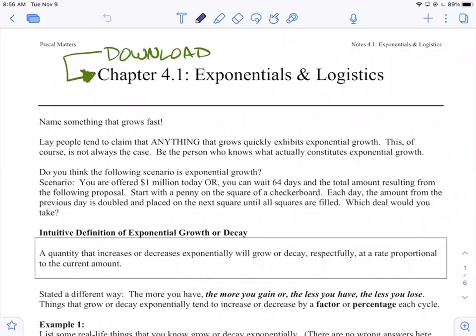All right. So, yes, we are skipping chapter 3. We're jumping to chapter 4. We'll spend the rest of this 9 weeks making our way through chapter 4.